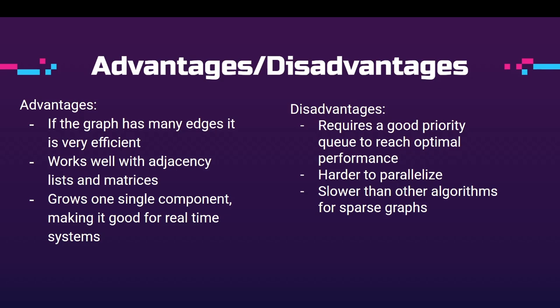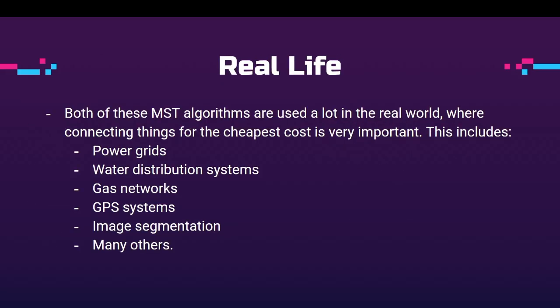The disadvantage is that it requires a good priority queue to reach optimal performance. If you just use a normal list as a priority queue, you're going to run into a much slower algorithm than E log V. It's harder to parallelize because you can't have multiple groups going at the same time, which means it would be hard to add more nodes and data as you go. And for sparse graphs, it would actually be slower because the E log V would then be bigger.